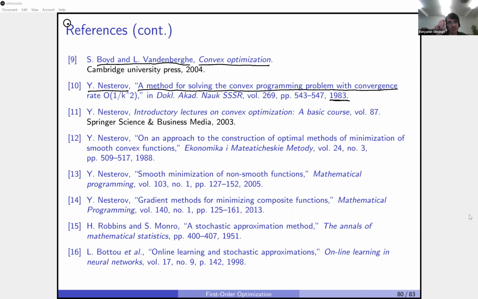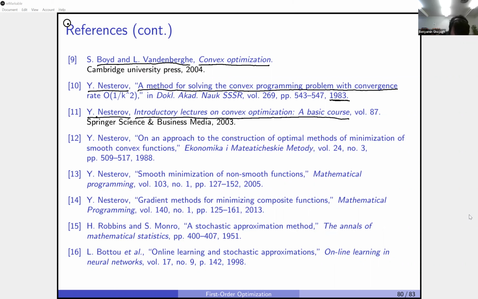Many of the initial or famous papers of Nesterov are actually published in Russian, and they were translated to English. This is also Yuri Nesterov, the book of Yuri Nesterov, which I initially introduced to you at the start of the course, focusing mostly on the first order methods.